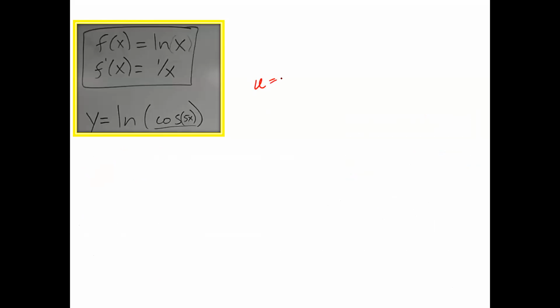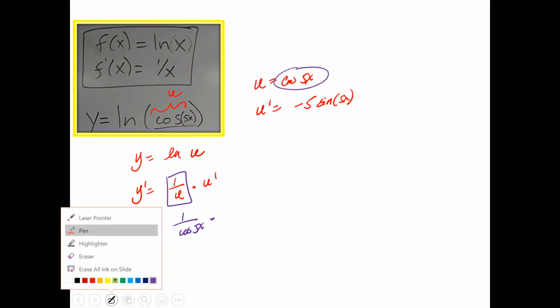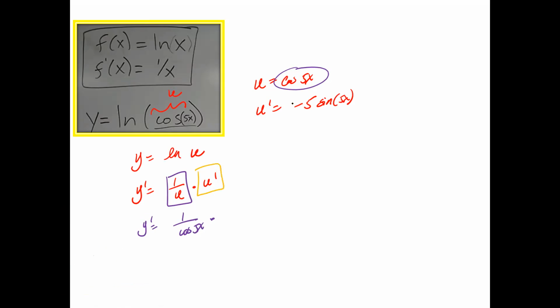So I'm going to have u equals cosine 5x, u prime equals negative 5 sine 5x. Now we're back to this: y equals ln. We replace this entire thing with u, ln u. So y prime is just 1 over u times u prime. Well, that looks simple enough. 1 over u is going to be 1 over cosine 5x, times the u prime, which is negative 5 sine 5x.